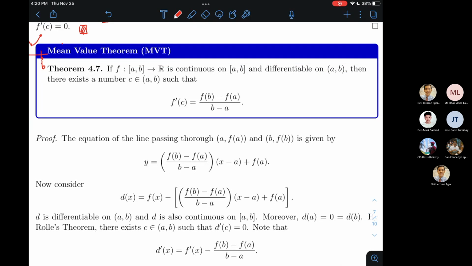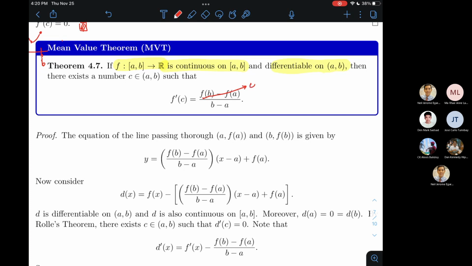Kasi kung papansin niyo dito, parehas sila ng assumption. F is a continuous function on the closed interval and it is differentiable on the open. Ano lang ang nawala? Nawala lang yung condition na si f of A ay equal kay f of B. Pero kung ipapasok ko uli yung condition na yon na f of A equals f of B, then the numerator here will become 0. So f prime of C equals 0, same conclusion.